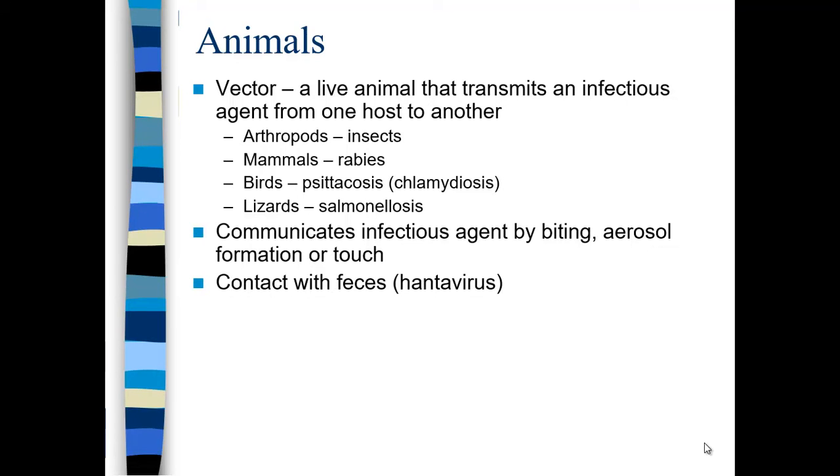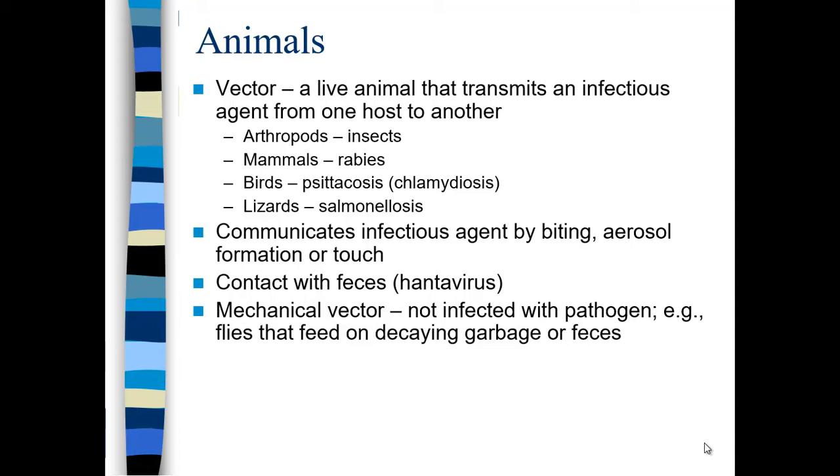Contact with feces. If you're cleaning out your garage and you see mouse feces, you should wear a mask because these mouse feces can carry hantavirus. Mice are great vectors for hantavirus, and hantavirus can get you very sick.